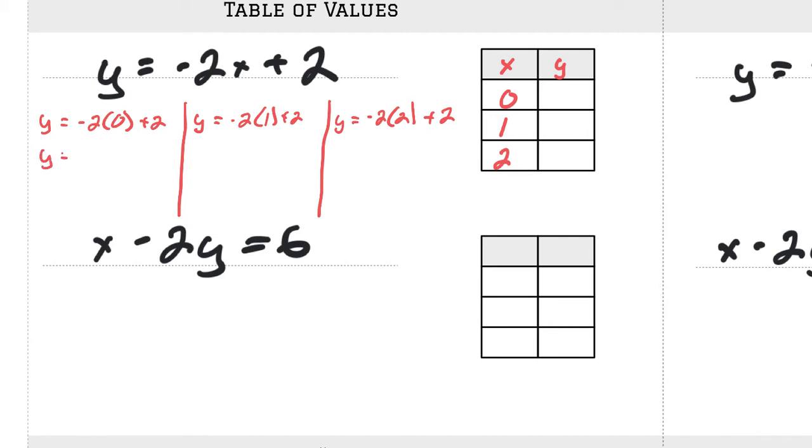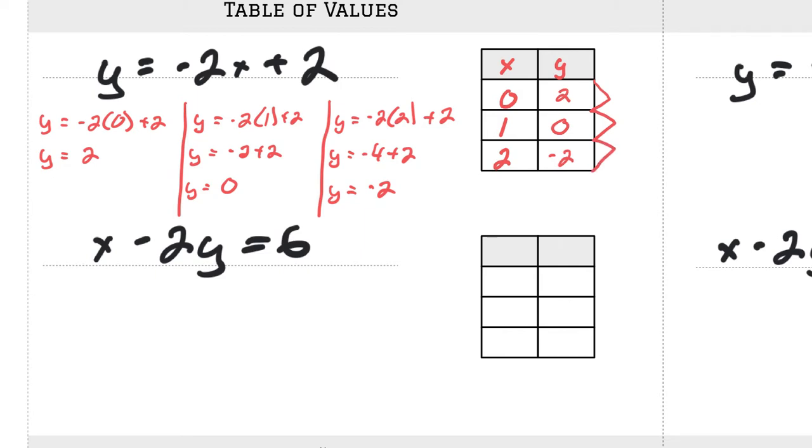In the first case, y becomes 2. In the second case, y equals 0. In the third, y becomes negative 2. So I have 2, 0, and negative 2. And I think I've done my correct calculations because the values here are stepping out at the same rate.